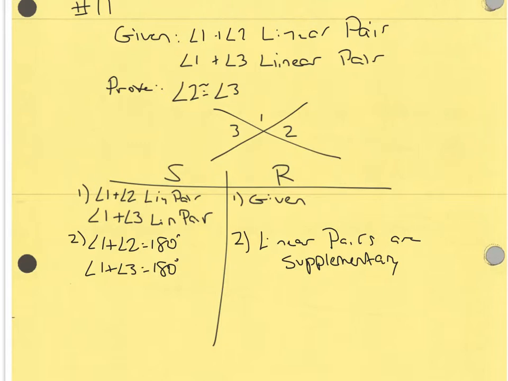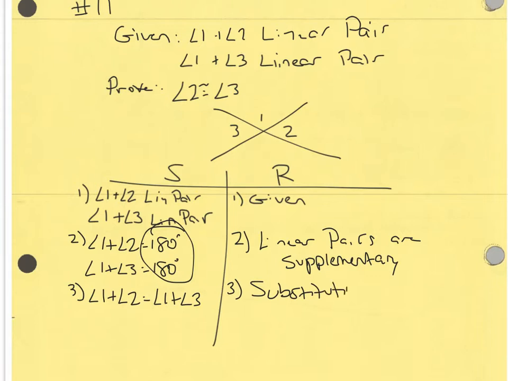Okay, so now I have that 1 plus 2 is 180 and 1 plus 3 is 180. Well, they both equal 180. So if I want to, I can set up an equation that says angle 1 plus angle 2 is equal to angle 1 plus angle 3, because look, they both equal 180. I could do substitution property, or I could even do transitive, because they both share 180 degrees.